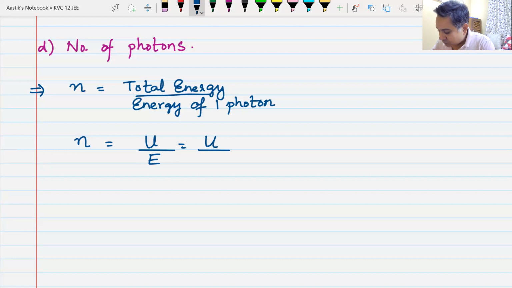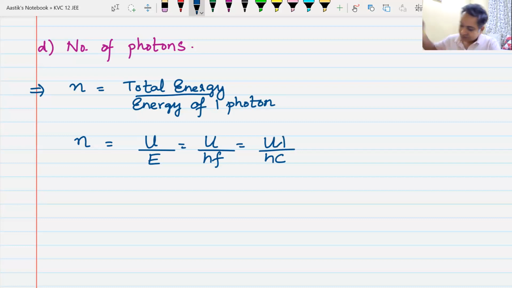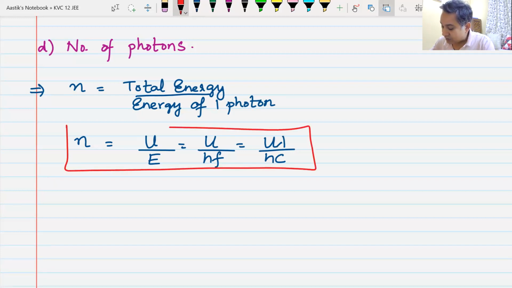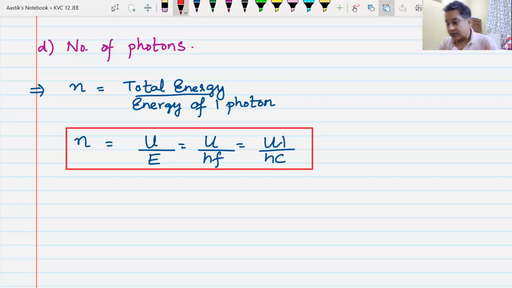You can write it like this. Total energy is U. E can be written as H into F, or you can write it as U into H, C by lambda. C comes here, lambda goes here. This is the way you can find out the total number of photons which are falling on a body, or the total number of photons which are ejected by a body, because we will need to find this out in some question or the other.